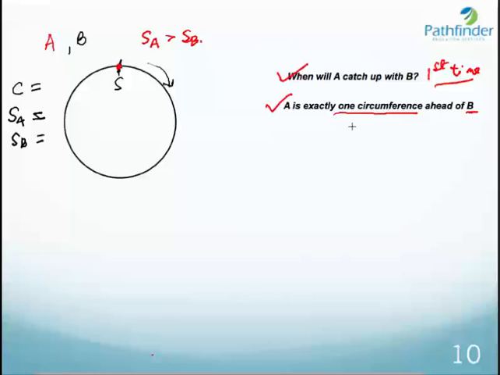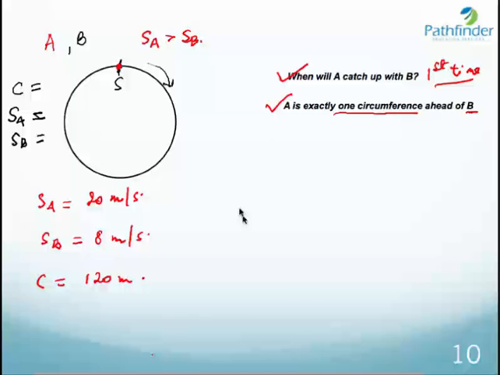But first of all, let us understand why do we say A is exactly one circumference ahead of B. Let us assume values. Let us say the value of speed of A is 20 meter per second and the value of speed of B is, let's say, 8 meter per second, and the value of circumference is 120 meters. So let us take these values and let us see what happens.